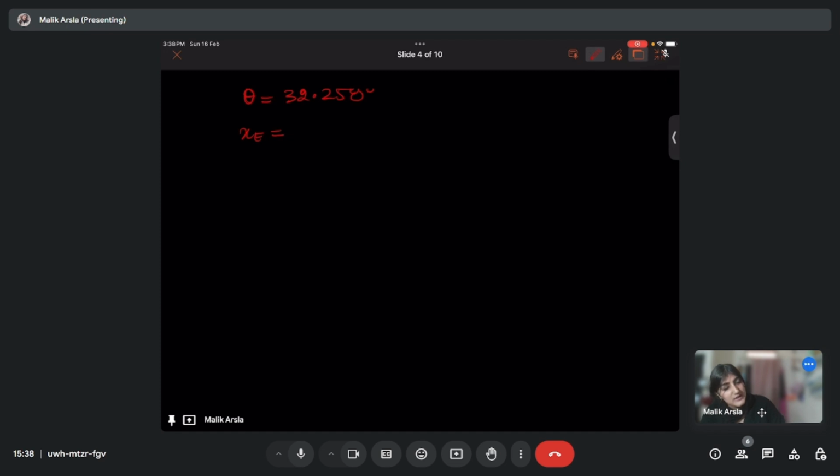It was, sorry, XC is equal to L2 cos theta, yeah, 16 cos of theta 32.258 degree plus L3 plus D cos phi. So D is 4 and L3 is 18. So it will be 22 cos of, what is phi? Phi is given as 65.25 degree, right?